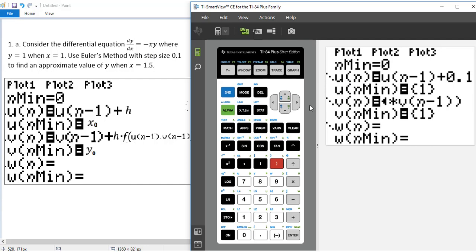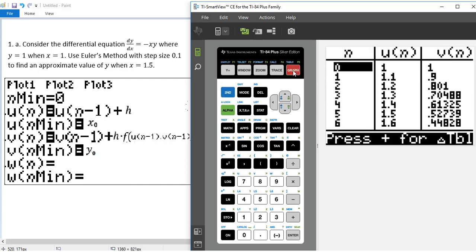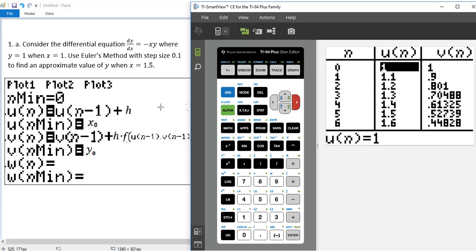After you put in this, you will go to second graph. They will show you this table. Then we are looking for x equals 1.5. It's here. So your answer will be 0.527 for y. This is an approximate value. It's not the accurate value. For the accurate value, you have to solve this separable differential equation.